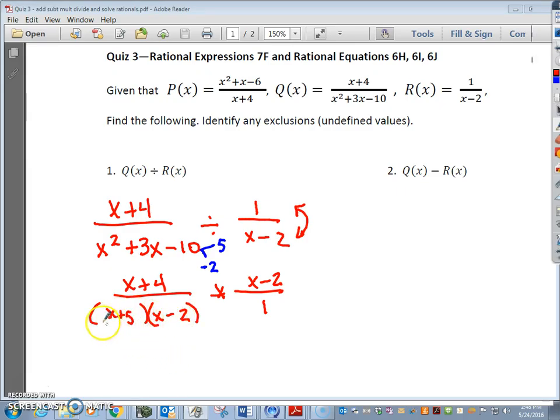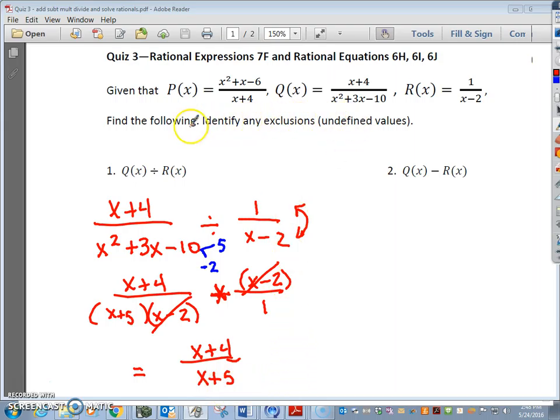So do you see that? Now I have x plus 4 over these two factors, times x minus 2. What cancels out? X minus 2 with this one right here. This one cancels out with that one. So what is left over? Just this part right here. The only thing that's left over is x plus 4 over x plus 5, and that's it.